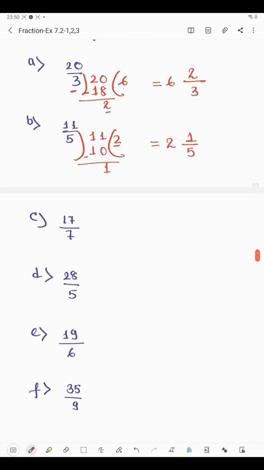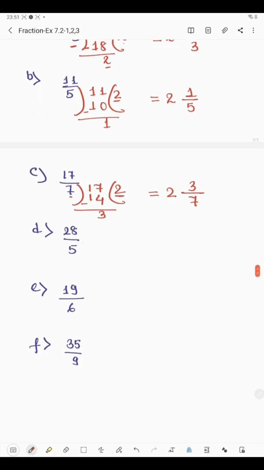Now next we have 17 by 7. So let us divide by 7. So 7 2s are 14, 7 3s are 21, which is greater than 17. So we'll take 7 2s are 14. So 17 minus 14 is 3. So we'll write the quotient at first, and then denominator. Denominator won't be changed, it will remain same. So it's 7. And then at last we will write the numerator, which is the remainder. 3 is the remainder here, so this we will put in the numerator. So it will become 2 3 by 7.